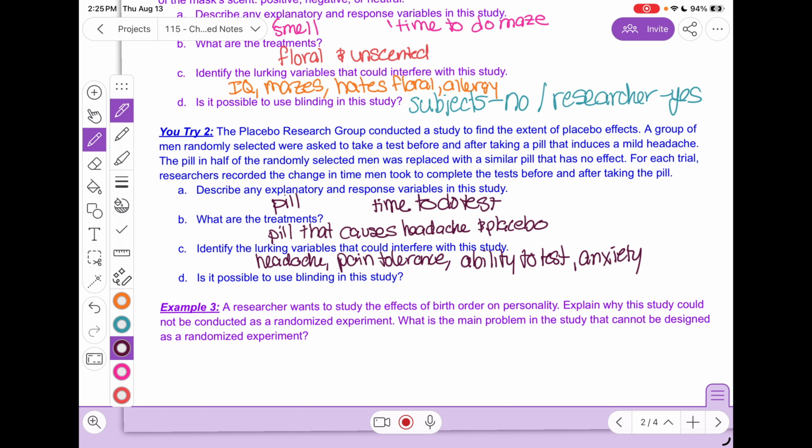I would say yes, they did. It's a placebo. Like, as long as you don't tell them whether they have the headache pill or the placebo pill, then you've used blinding. If the person doing the timing doesn't know which pill, you absolutely could use blinding.